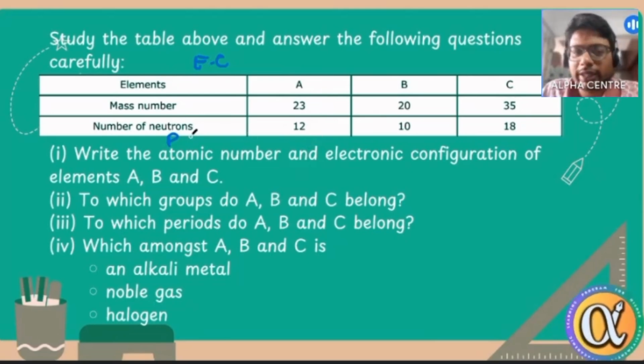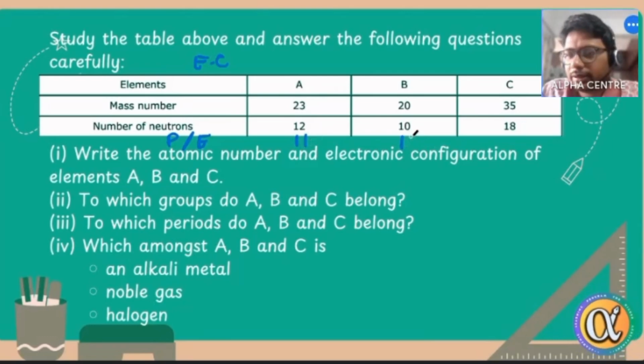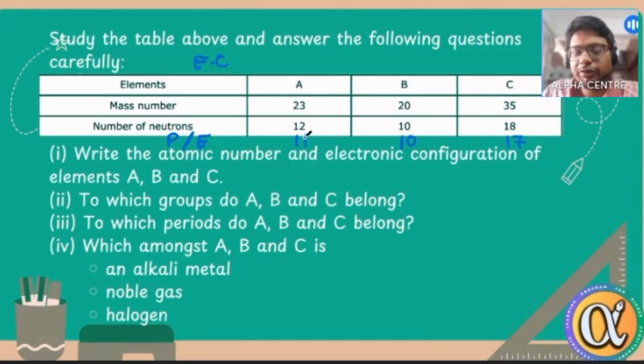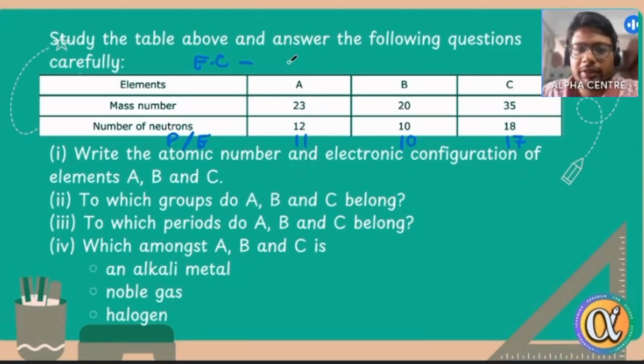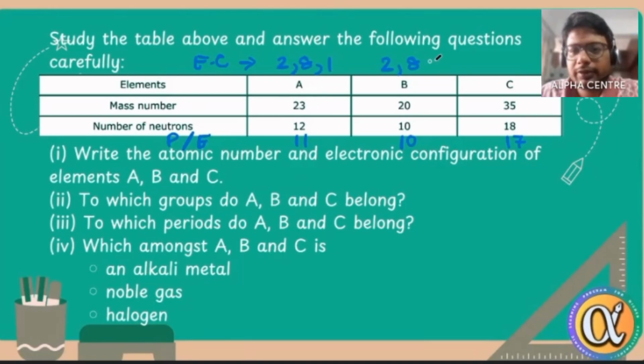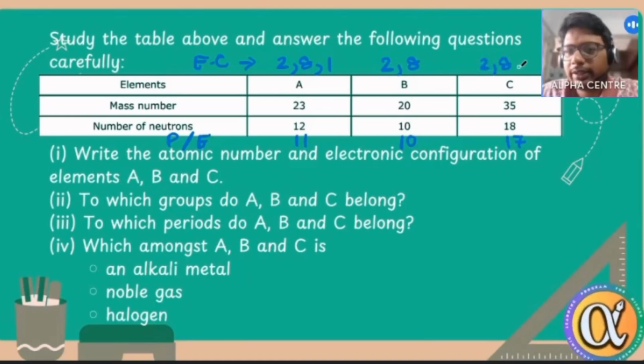Protons or electrons, either. 11. B is 10. And C? 17. So we first find the protons or the electrons, and then we write the electronic configuration. So 11 electronic configuration would be 2, 8, 1. 10 is 2, 8. And 17 is 2, 8, 7.